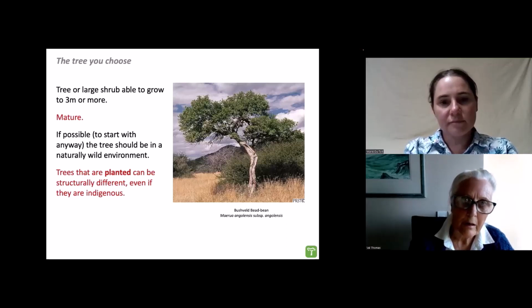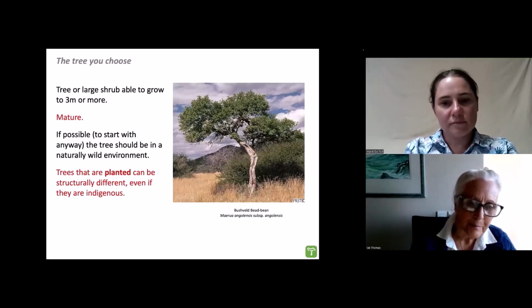Next week, we'll cover alien invasives, encroachers, indigenous, and how they're different, and exotics. But indigenous means they originally grew here when the first records were kept. We suggest that you always choose a mature tree, if you're clever enough to know what that is. I make lots of mistakes. It's not always easy to know. But if it's a nice big tree, growing with quite a thick stem, then it's a mature tree. And if possible, start with trees that grow naturally in a wild environment.